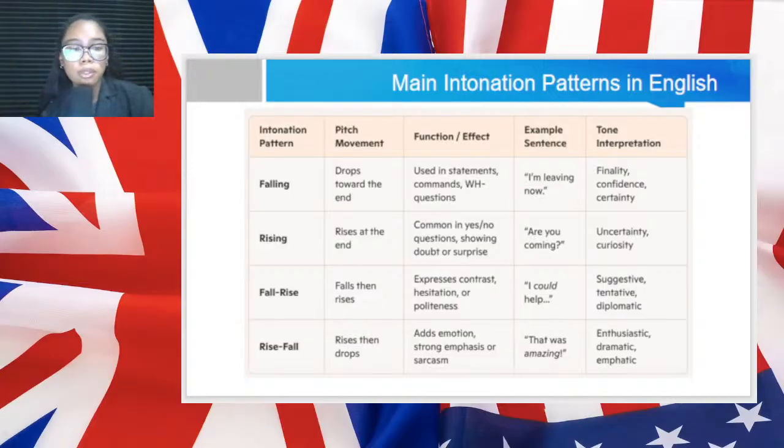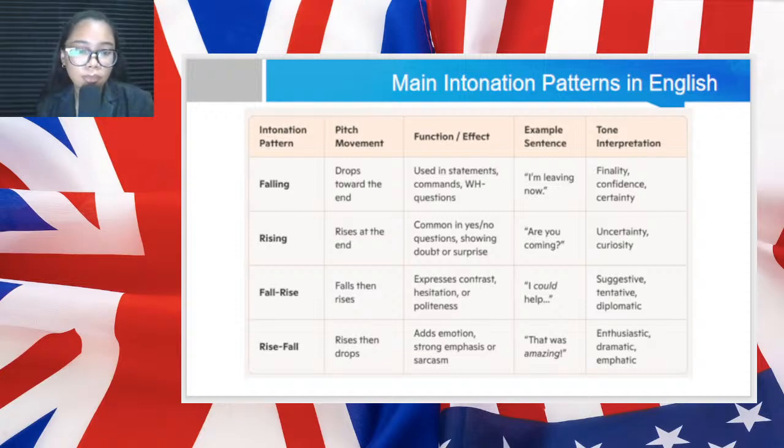Hesitation, also when you're not fully committing to an idea or answer, or, importantly, for politeness, making requests or suggestions sound softer, and of course less demanding. It also shows that a thought is not complete and there's more to come. Okay, for example, "I could help."